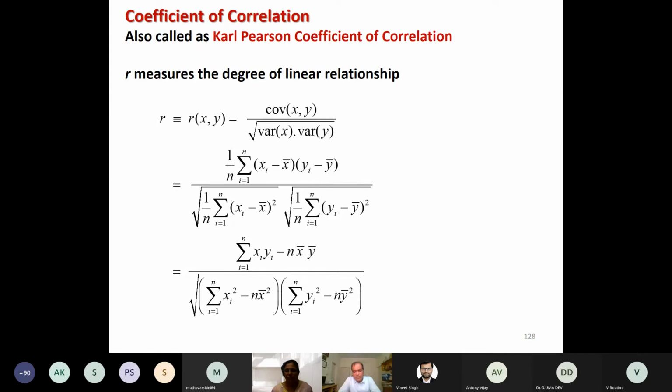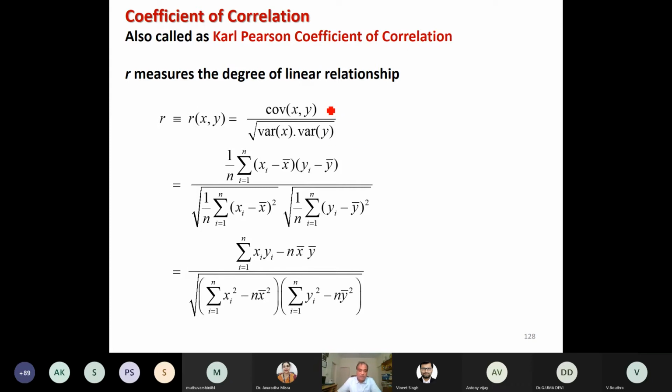So we want to have a measure which is lying between finite limits so that I can understand the degree of linear relationship. And when we are trying to understand the degree of linear relationship between the two variables, don't you think that beside the covariance, we should also take care of their individual variances? Right.